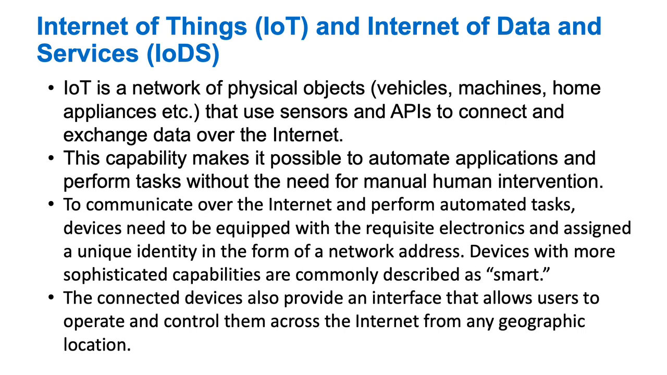Internet of Things, IoT, and Internet of Data and Services, IODS. IoT is a network of physical objects, vehicles, machines, home appliances, that use sensors and APIs to connect and exchange data over the internet. What does it mean by API?